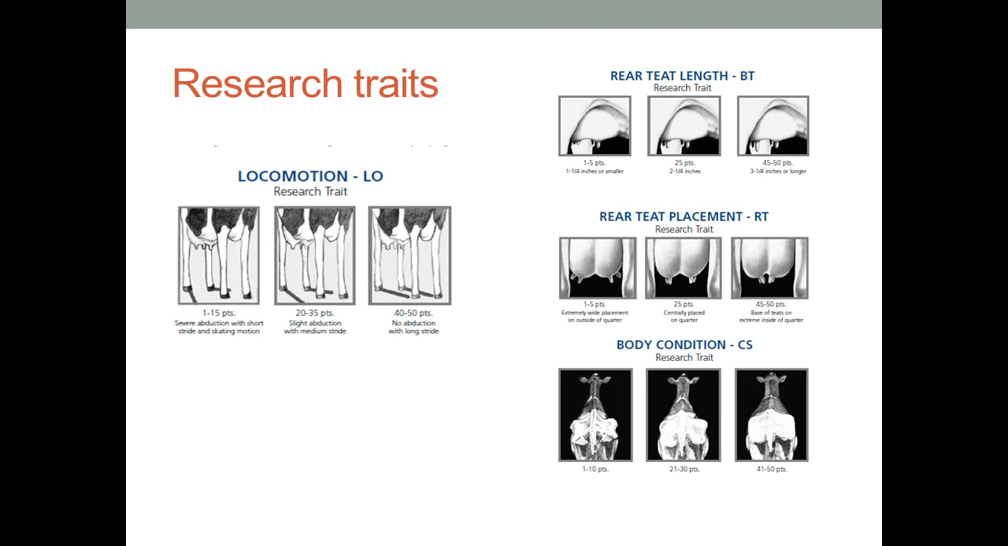Basically, right now, we don't have enough information to know just how important the length of the rear teats is. We don't have enough information to know just how important the placement of the rear teats is. And the same with body condition scoring. And so by collecting data on these research traits, collecting the associated production and longevity records from these cows, we can let the cows tell us what they should look like.